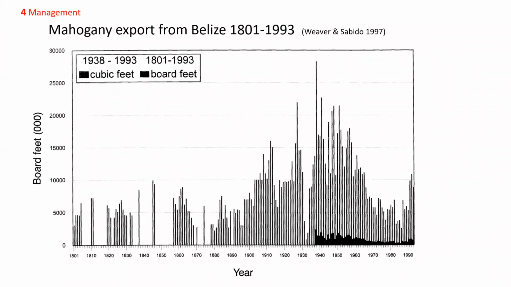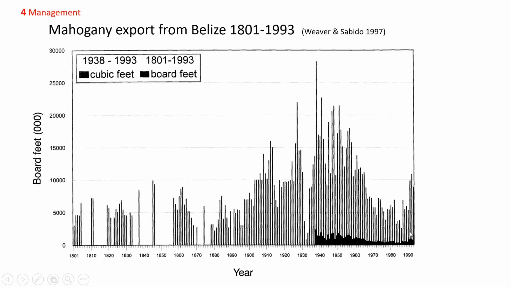Here's the import-export data from Belize, recorded up until 1993. It's shown in board feet as the gray lines, and then when they started looking at it in terms of cubic feet, they have the black lines here in this histogram. So you have the year going back to 1801, and board feet here in thousands, going up to 1993. It really began to peak in the 1940s and has dropped off ever since and has become a much less important part of the economy.